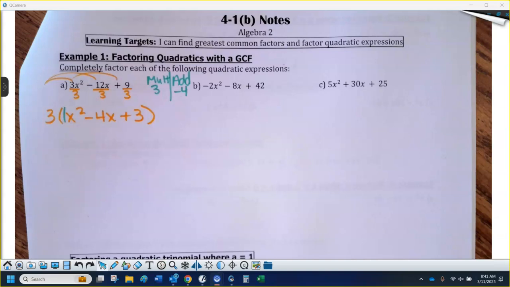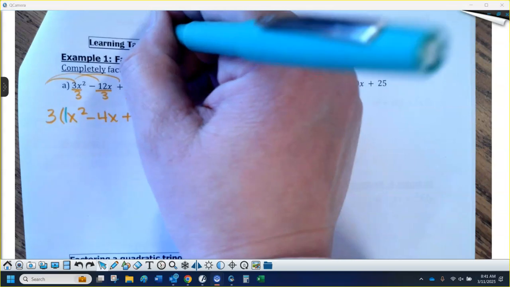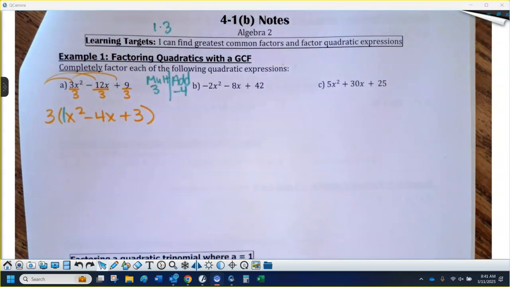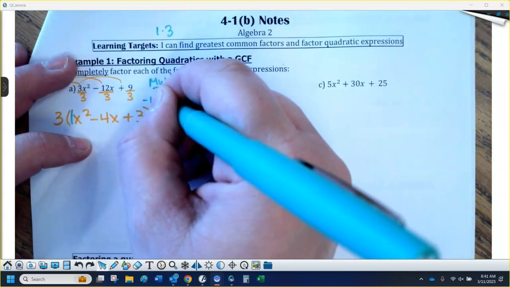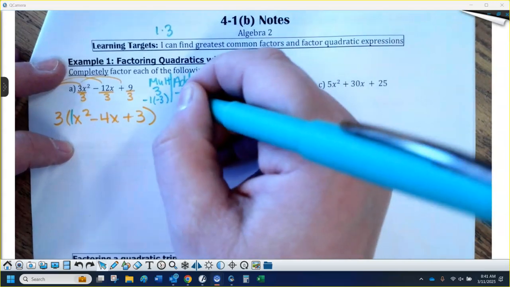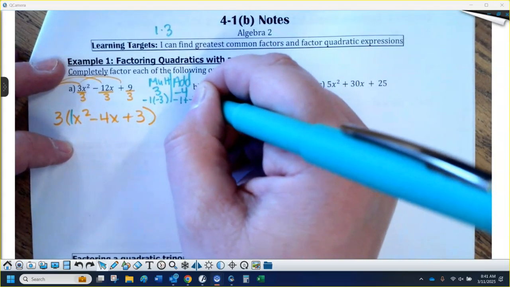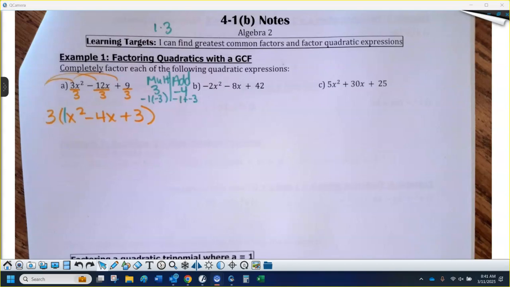Three only has one set of factors, right? So 3, it's just 1 and 3. So it has to be 1 and 3. To get negative 4, I have to make both of those negative. So if I did negative 1 times negative 3, that is actually positive 3. Negative 1 plus negative 3, that would add up to negative 4. So that's how I want to break apart that middle term.